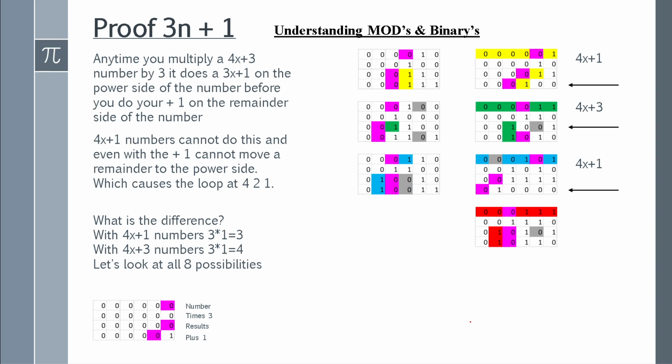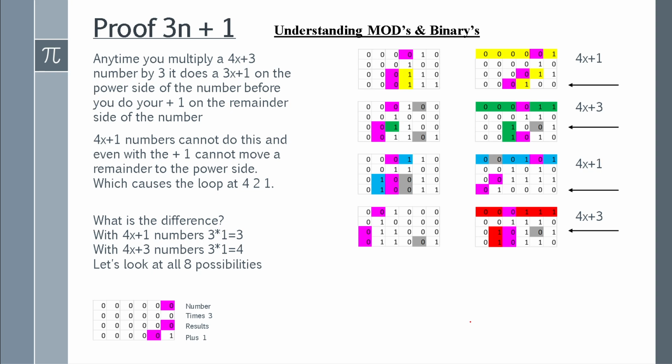7 is a 3 mod 4 number, so the power position will not change. Right, we're in slot 4, and it's going to remain slot 4. And the only thing we're going to do is take a 1 from the remainder side and add it to the power side.